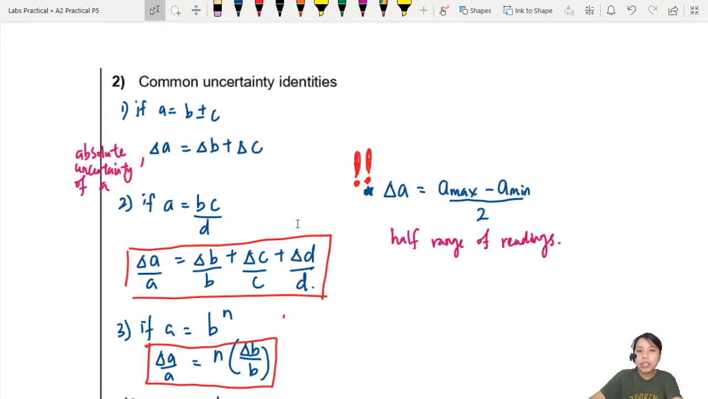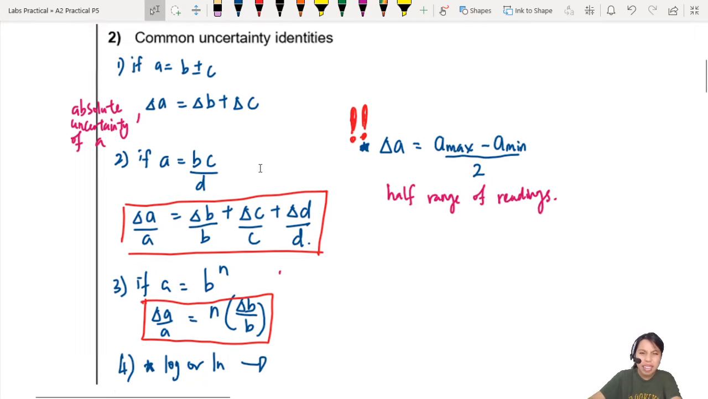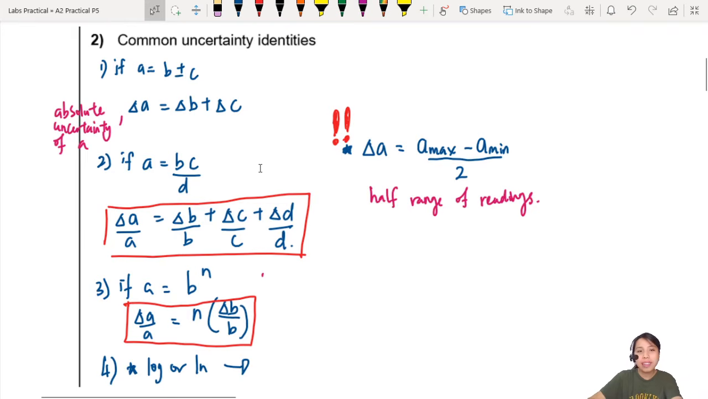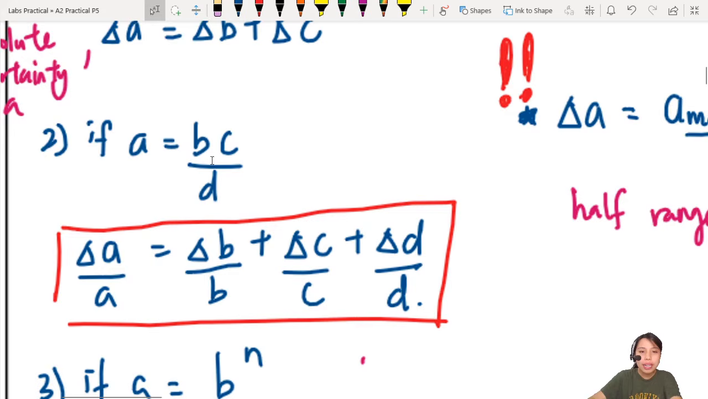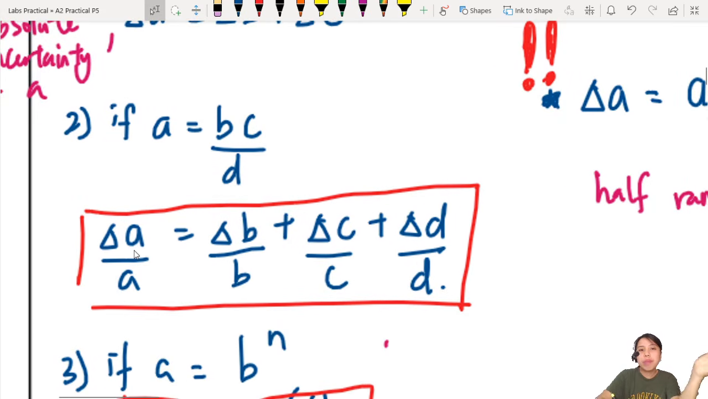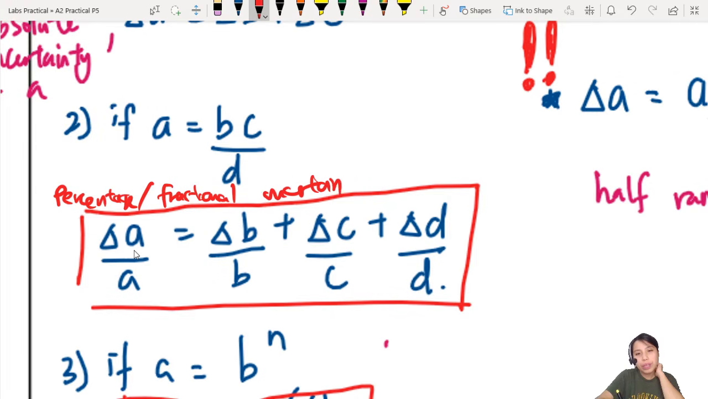Okay, so in the intro video, the previous one that we have already posted, you can look at a reminder of some of the common uncertainty identities that you learn in AS. If you have two quantities added, then you add the absolute uncertainty. What if there's multiplication or division? Then you have to deal with percentage or fractional uncertainties. Go and review a little bit how to do this.